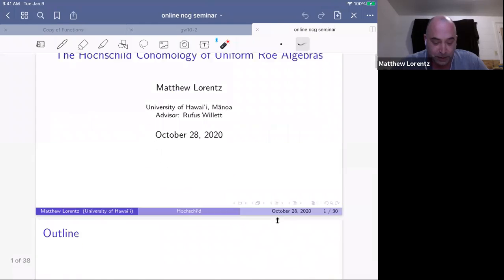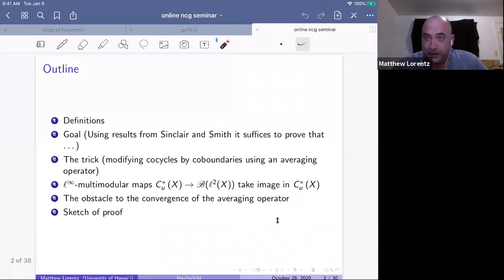So to start off with, I'll just give a little outline of what we're going to see. First, I'm going to give some definitions that are probably familiar to everybody, but just to familiarize you with my notation, and in case you don't know. And then we're going to talk about the main goal of what I'm going to try to do today. And a lot of stuff that I'm going to be using comes from Sinclair and Smith's book, The Hochschild Cohomology of von Neumann Algebras. And then I'll talk about the trick that they use in order to make everything work.